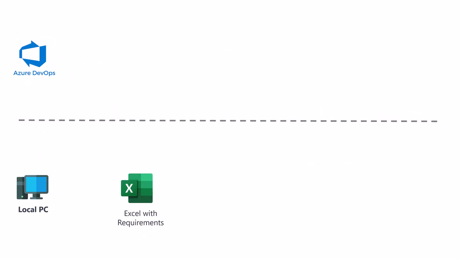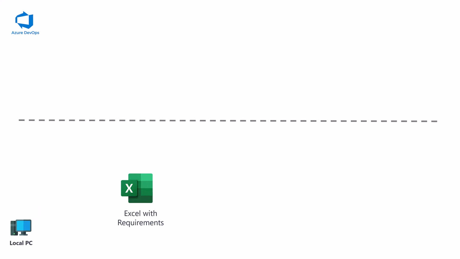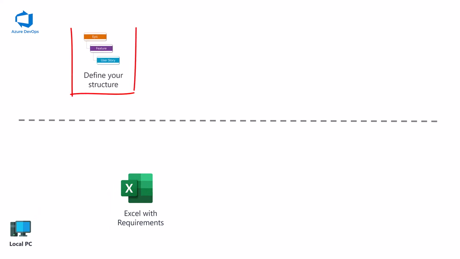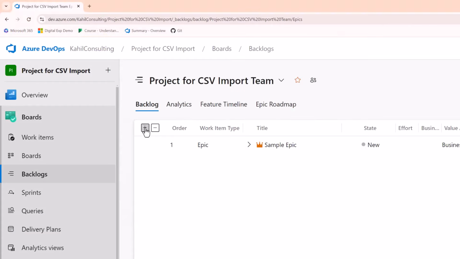So what's the process? Before diving into a demo, let me walk you through the process that we're going to follow. Let's imagine that we have Azure DevOps, and on your local PC you have Excel with some requirements received from the business. The first thing you need to do is define your structure in DevOps. What kind of work item types do you want to use? Do you want to use epics, features, user stories, maybe a fourth one? Or do you want to use features and user stories?